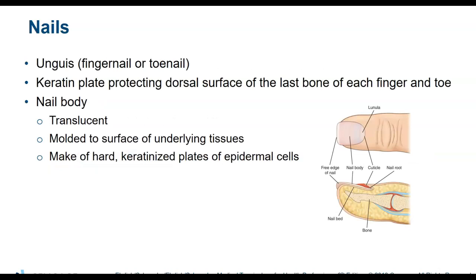Unguinous fingernails or toenails are a keratin plate that protects the dorsal side of the fingers or the toes. They are translucent. They are molded to the surface of underlying tissue. So you can see here, it's following that tissue line. It's made of hard keratinized plates of epidermal cells.